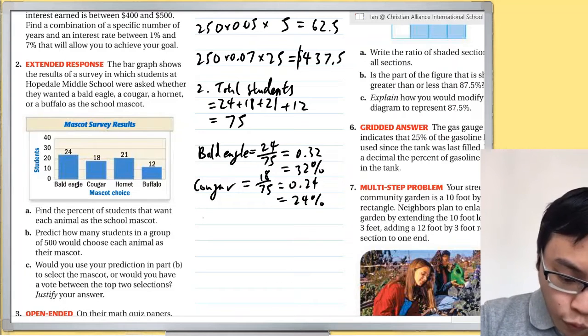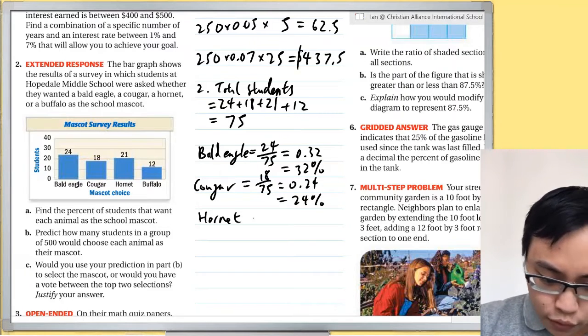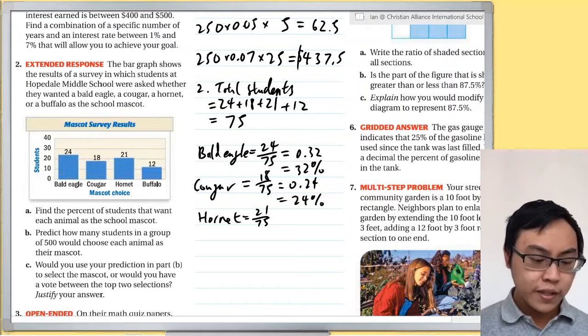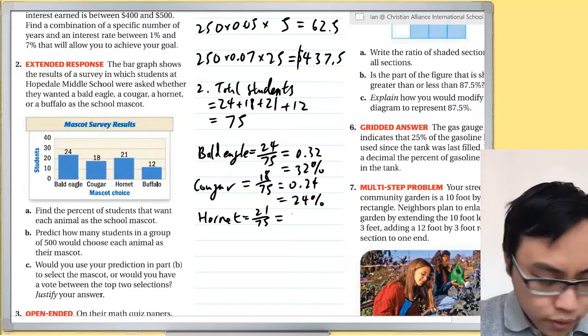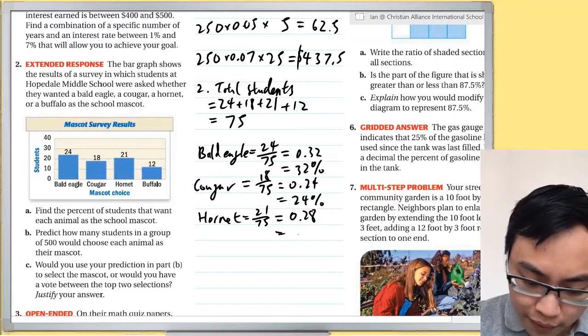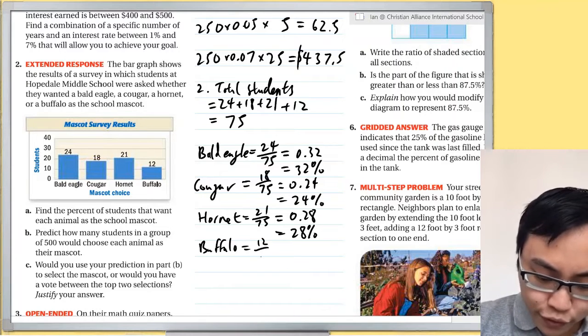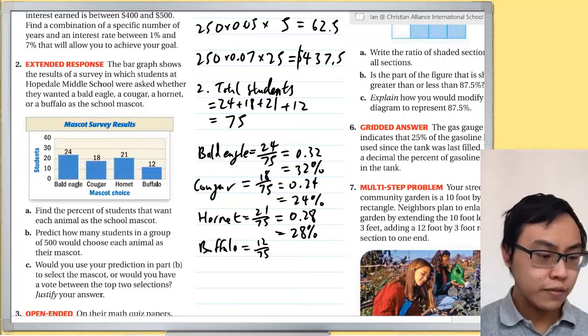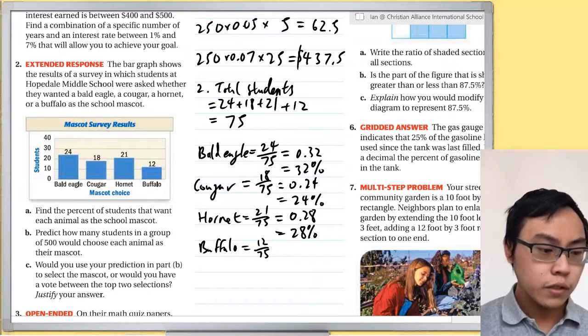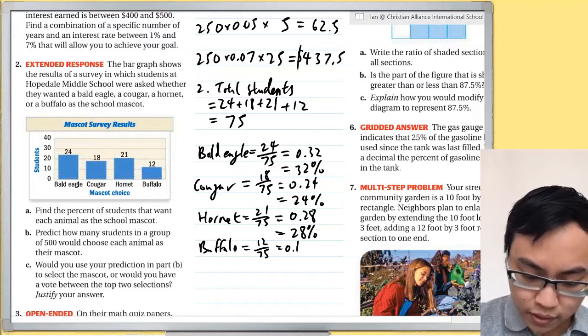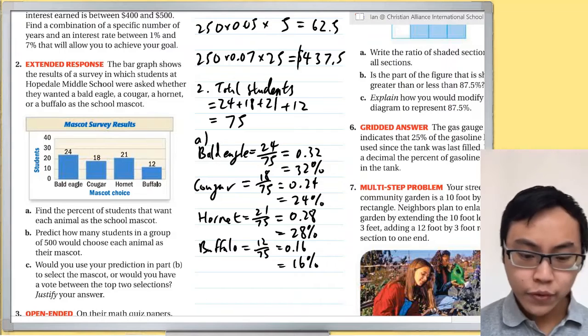And then for hornet, that's going to be 21 out of 75. So 21 divided by 75, then multiply, that's 0.28, which is the same as 28%. And then lastly, for buffalo, we have 12 out of 75. So 12 divided by 75 is 0.16, which is the same as 16%. So that's part A over here.